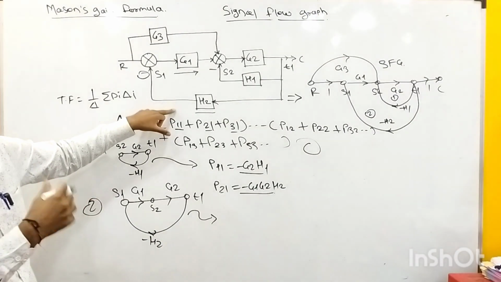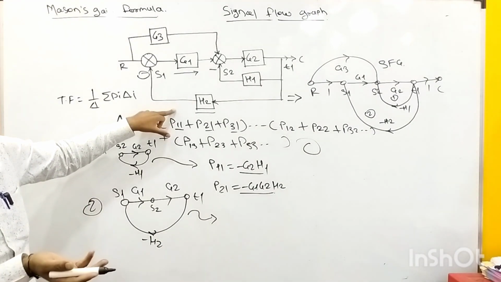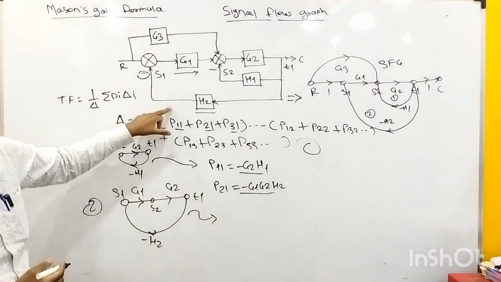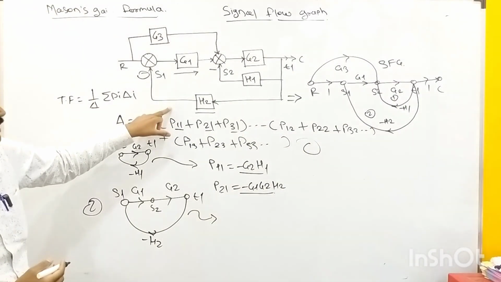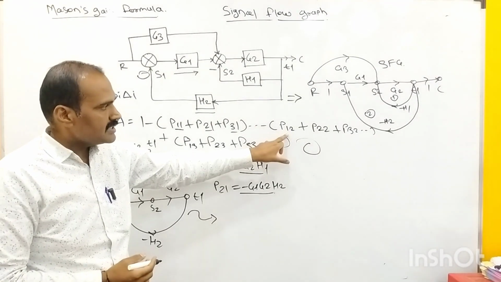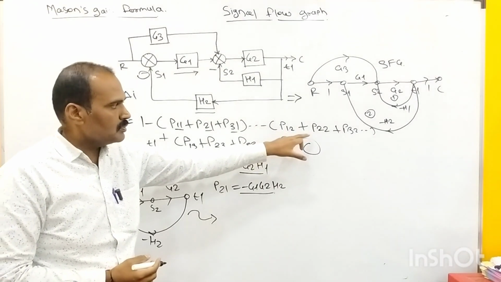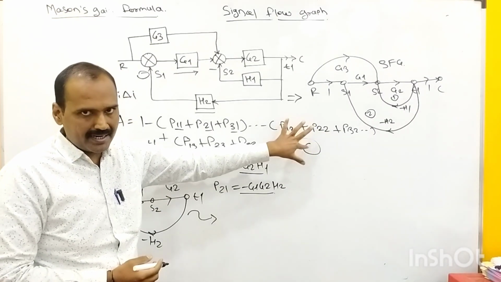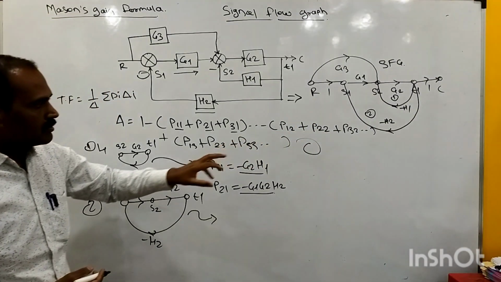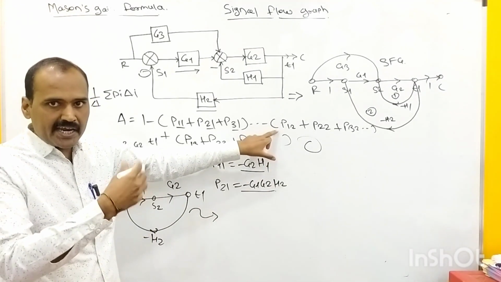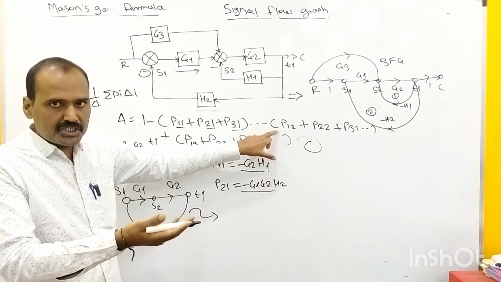Apart from these two loops, we don't have any third individual loop which is present in this signal flow graph representation, right? So in this way, the parameters of this first parenthesis are being tabulated. As far as the second parenthesis is concerned, what does this second parenthesis stand for? P12 plus P22 plus P32 plus n number of terms it can have in this parenthesis. So this second parenthesis, it is the gain product of any two non-touching loops, right?